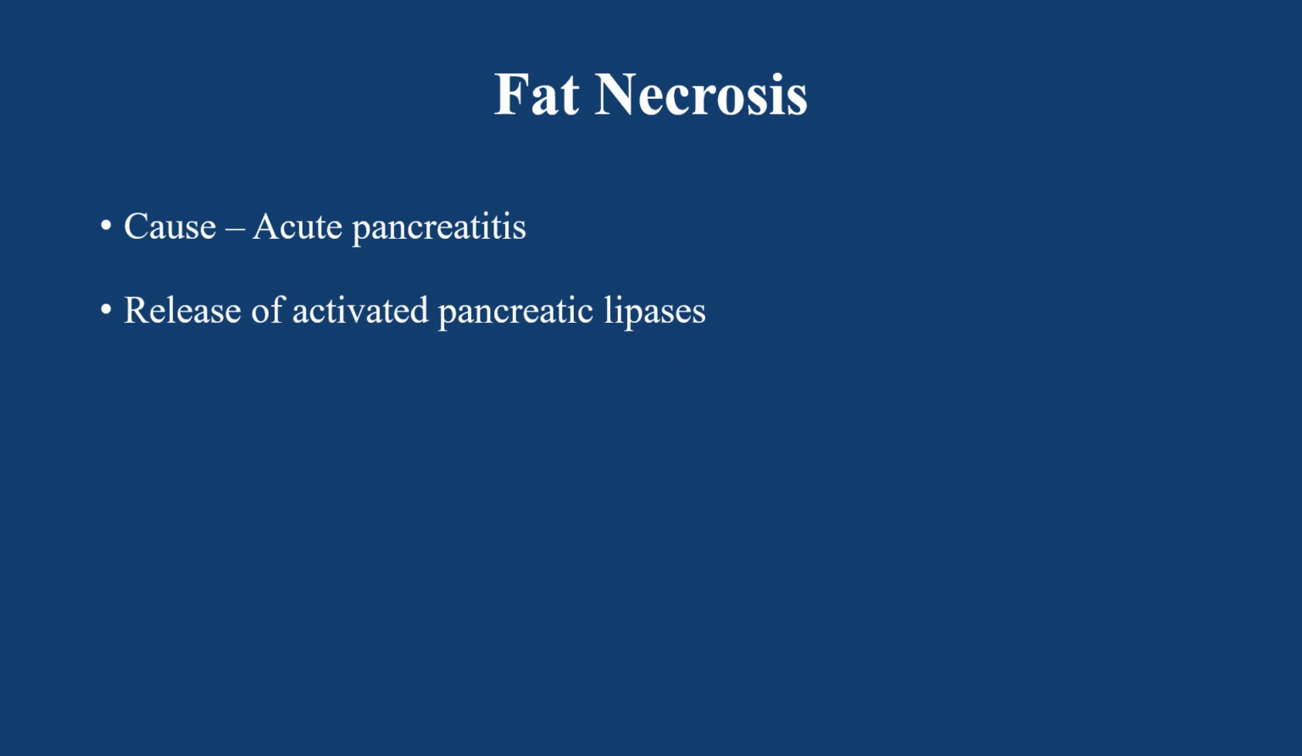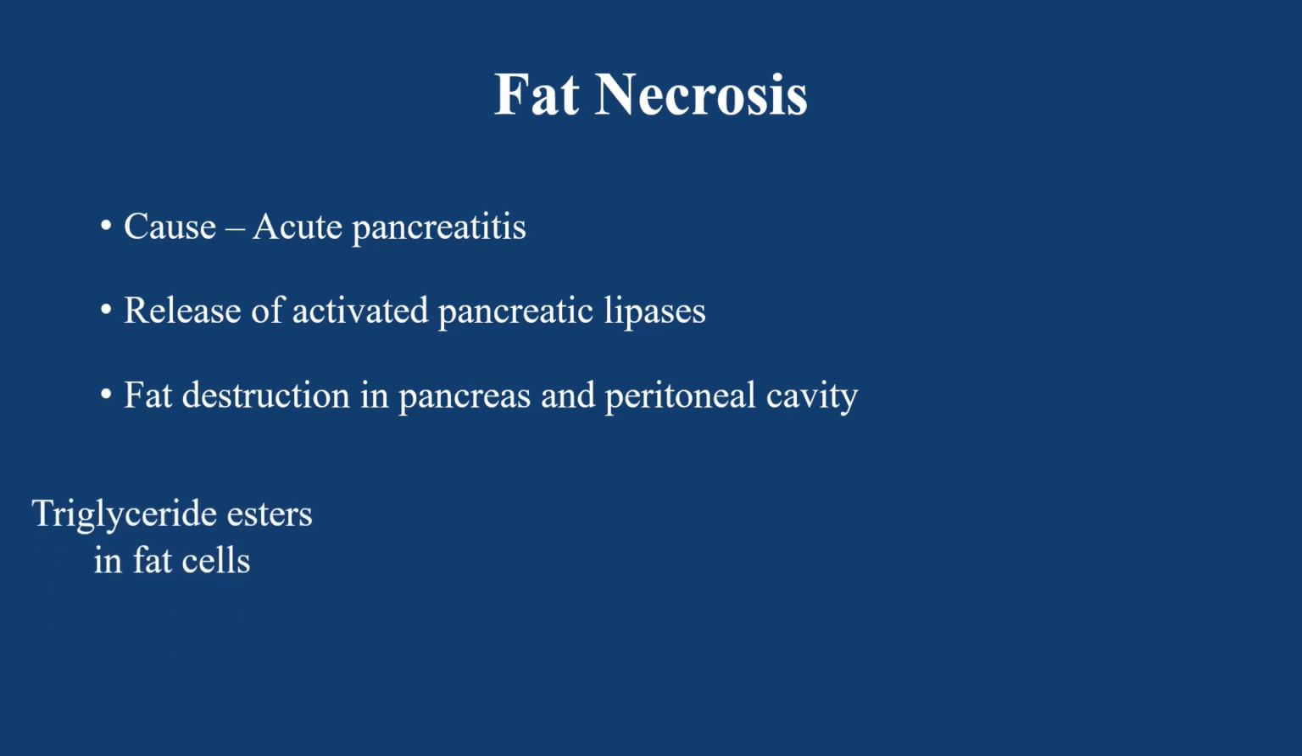Now moving on to fat necrosis. The main cause of fat necrosis is acute pancreatitis. The pancreas comprises enzymes like lipase, trypsin, and chymotrypsin. So whenever there is a pathology of the pancreas, these lipases get activated and released in the pancreas, in the peritoneum, and ultimately destroy the fat. So that's how fat necrosis occurs.